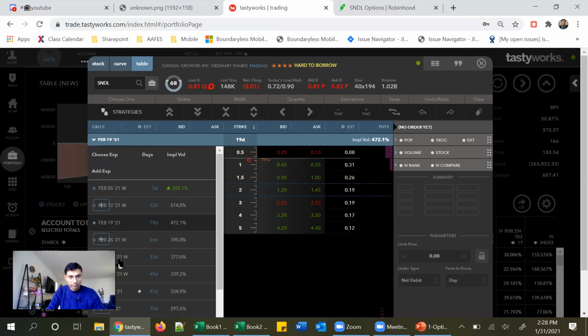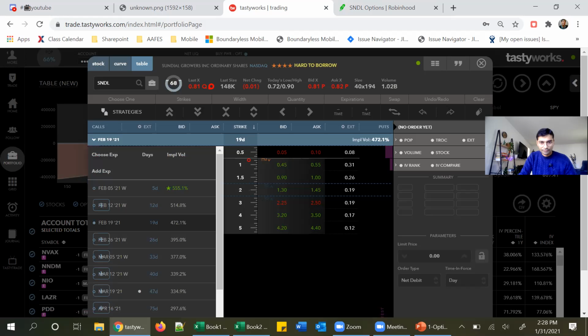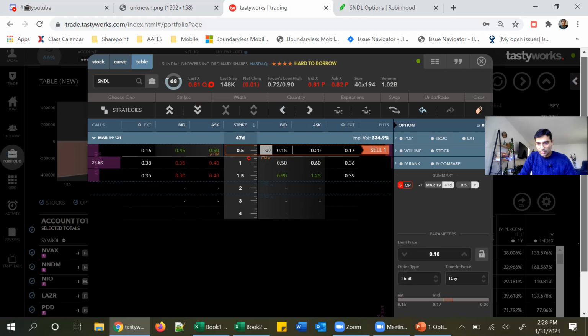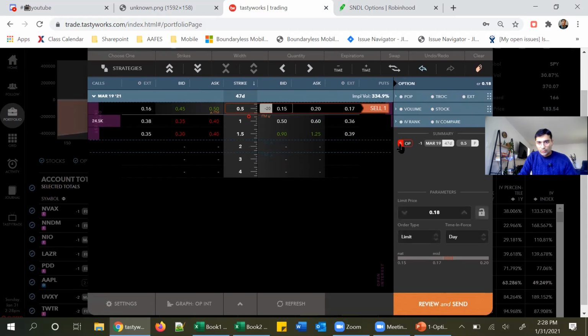Let's say I have to go to March 19th. March 19th is here, and I will have to place for 0.5. I'll click here. Right now it is buy, so I have to convert it to sell. I had 20 contracts, so let me reduce the number of contracts. Now it says sell to open, -1 contract, March 19th, 0.5 put. So I'm selling one put.